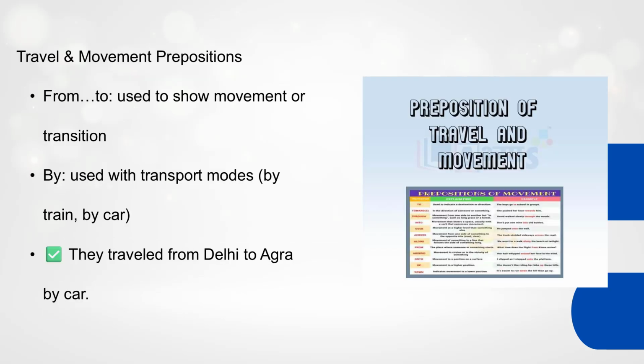Travel and movement prepositions. Let's explore prepositions used for travel and movement. Use from, to when showing a transition or journey. Use by to refer to modes of transport, by train, by car. For example, they traveled from Delhi to Agra by car. These prepositions help describe how and where people move.